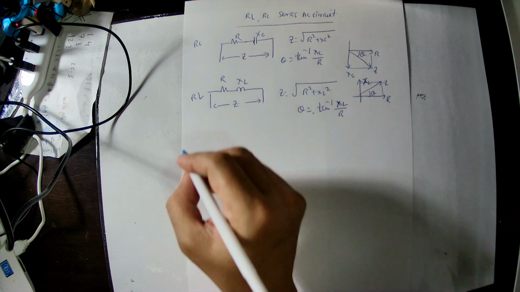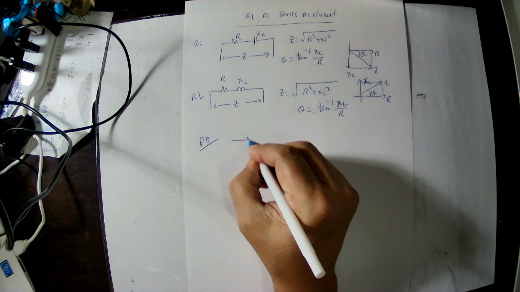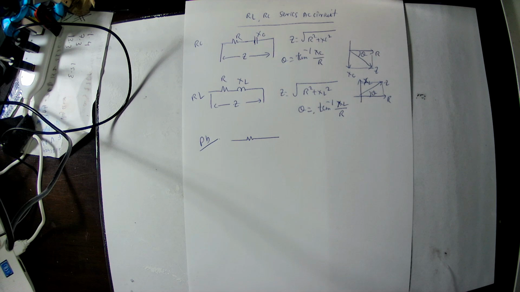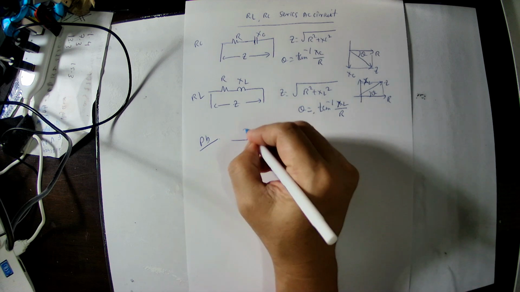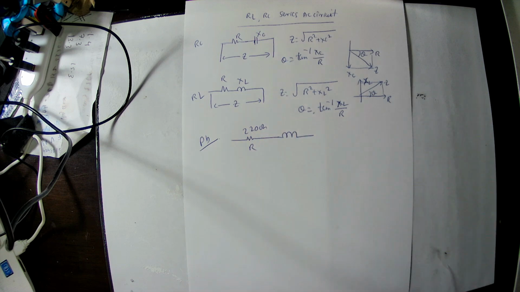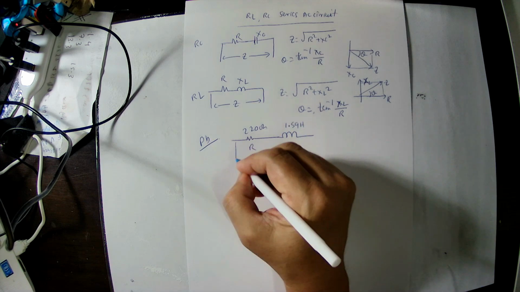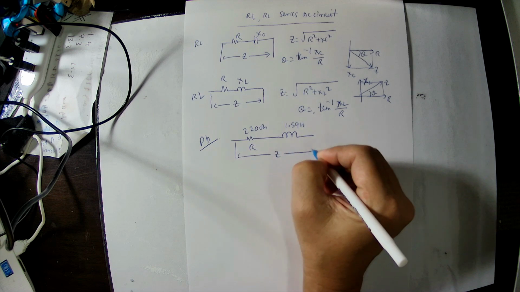Then we solve one problem. Determine the impedance of the series RL circuit consisting of a 220 ohm resistor and a 1.59 Henry inductor connected in series. So this will be the resistor. Resistor is 220 ohm. Inductor is 1.59 Henry. So this is the impedance that needs to be calculated.